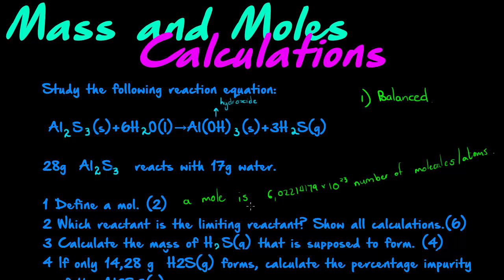Okay, or if you don't remember that, it should be on your information sheet. You could say it is an Avogadro constant, Avogadro constant, instead of that number of molecules or atoms. Okay, which reactant is the limiting reactant?